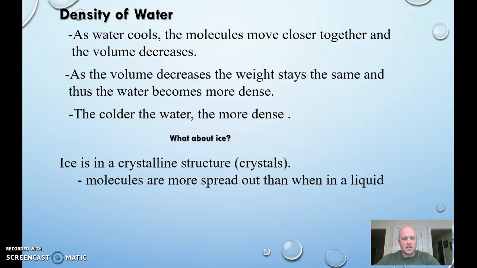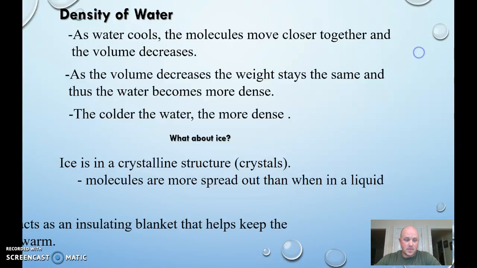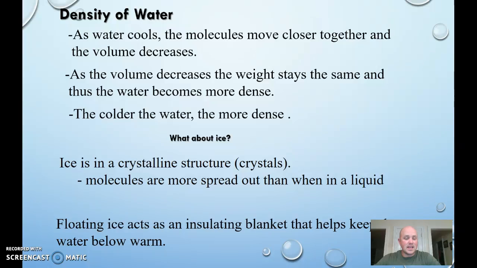Well, ice is a crystalline structure. It's crystals. Molecules are more spread out than when they're in a liquid. So floating ice acts as an insulating blanket that helps keep the water below warm. When you see a sheet of ice over a pond, the floating ice acts as an insulating blanket and actually keeps the water below warmer. That's actually a benefit when you have a lot of aquatic organisms that otherwise couldn't handle those cold temperatures.